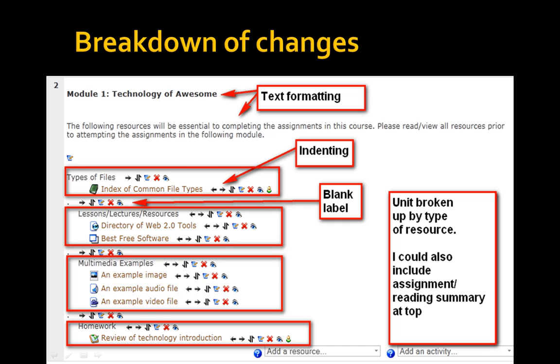And then I broke up the module, as you'll see in the red squares, by the type of resource or assignment. I could have also put a summary at the top of what they'd be expected to do. The top box is a book, the second box are all the resources I want them to access, the third box is examples, and the fourth block are the assignments they're expected to complete.